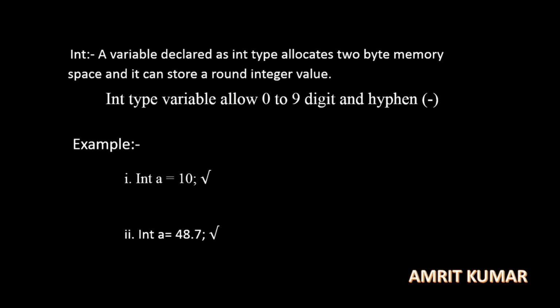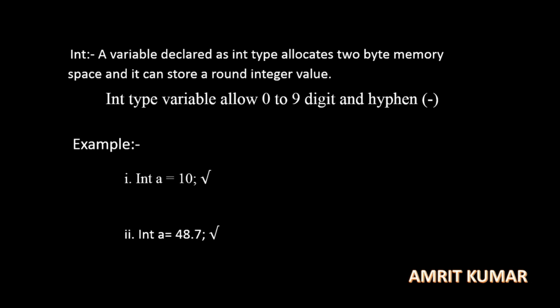All the properties are going to be the same. Two things are going to change: its type and its size only. So here we will study that a variable declared as int type allocates 2 bytes of memory space, because the size has changed now. And it can store a round integer value. So these are the two most important points.